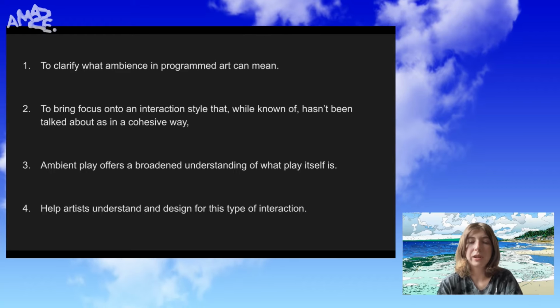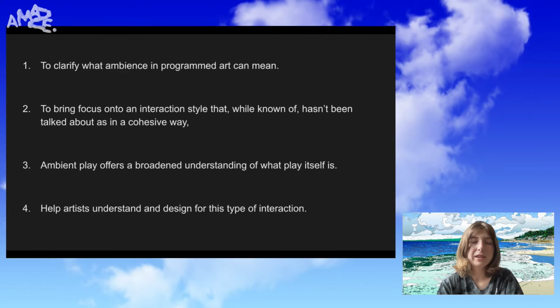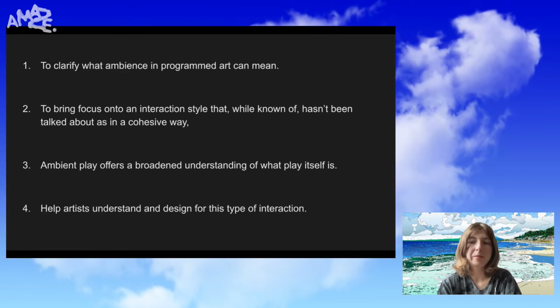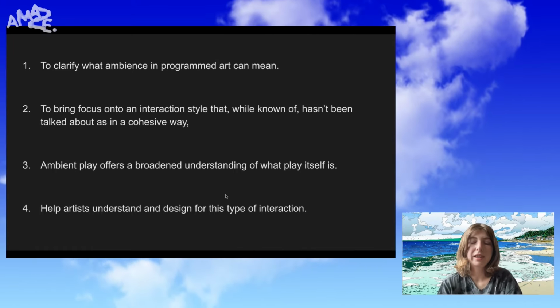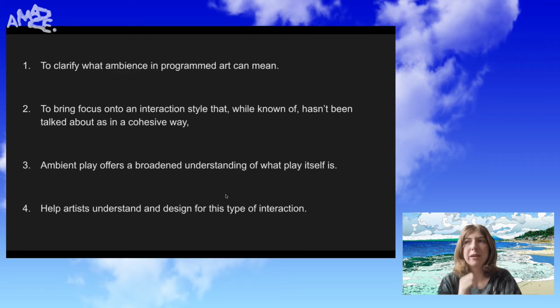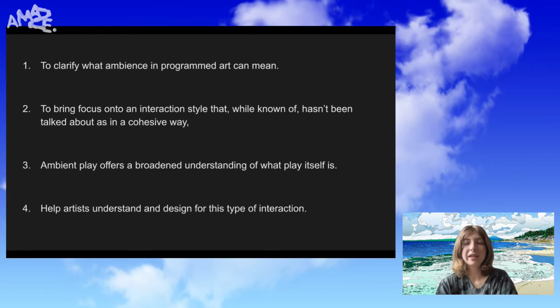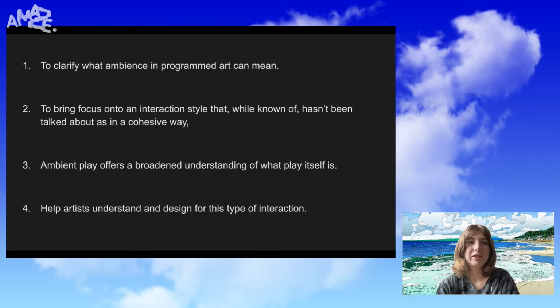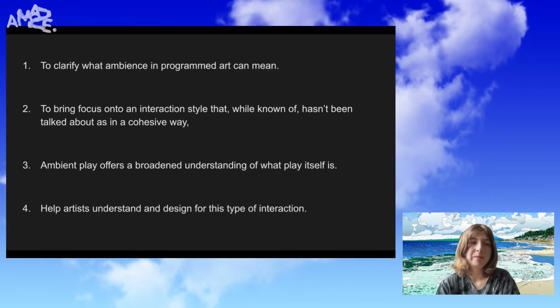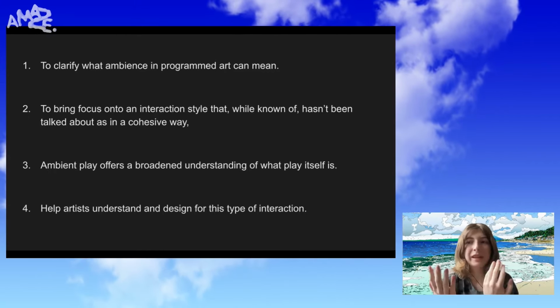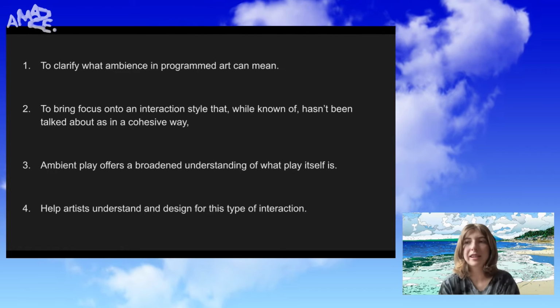And so I think that's just really interesting for game scholars and just anyone to think about. And I also want to help artists design for this type of interaction. If this is something that you're interested in, or is just something that you want to add to existing projects, then I just want to say, hey, I've been thinking about this for a while. Here are some of the things that I've come up with.